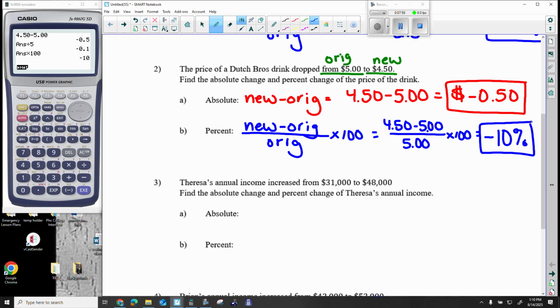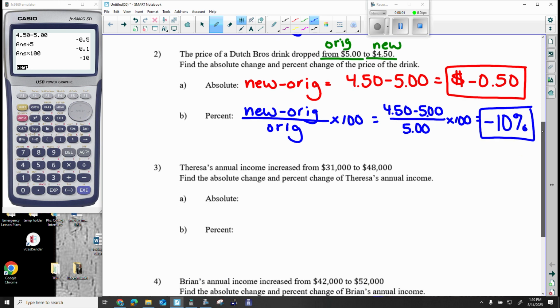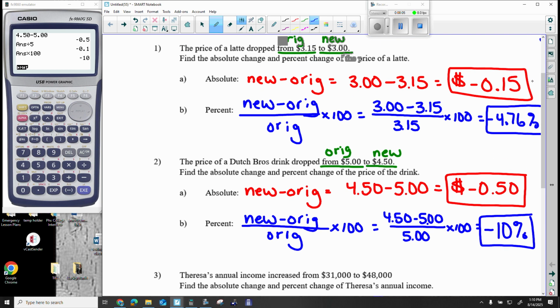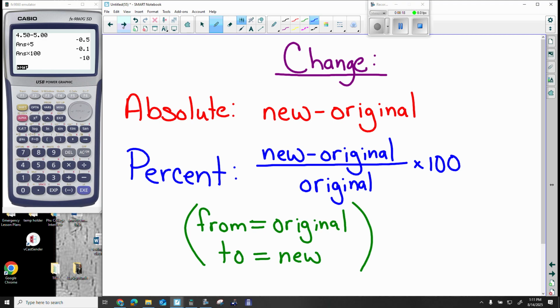Okay, I believe all the other questions on this worksheet are pretty much the exact same. I don't think there are any real trick questions in here. So do your best. And this is the process. Let me put the equations up one more time. That is how you find absolute change and percent change.